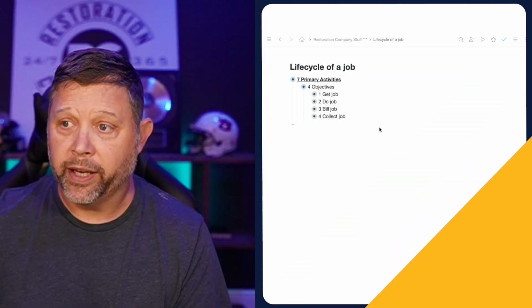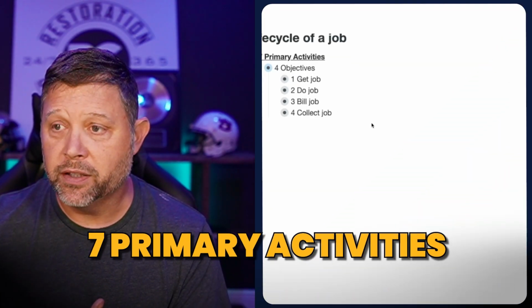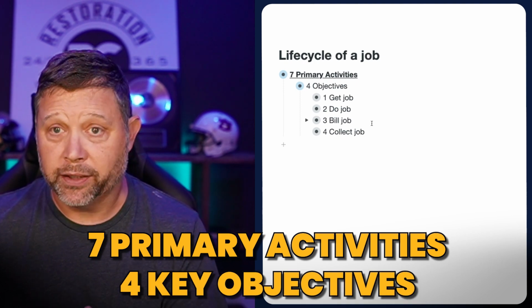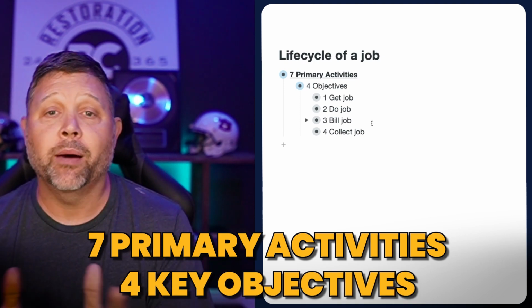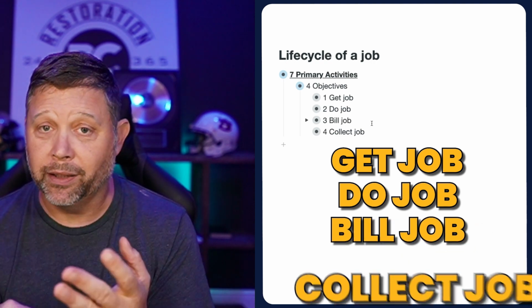So this is something that I also refer to as caveman restoration, okay? I'm going to be walking you through literally when the phone rings, who answers it, what do you do? You're going to love this training. There are what I call 7 primary activities, and there are 4 key objectives. Here's how I break this down on a restoration project: get job, do job, build job, collect job.